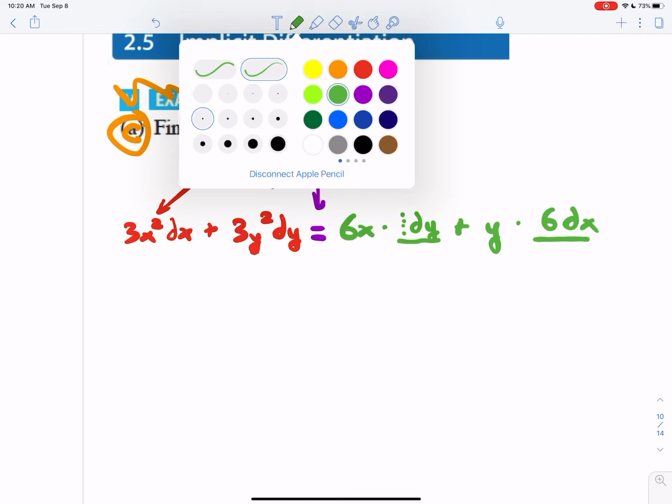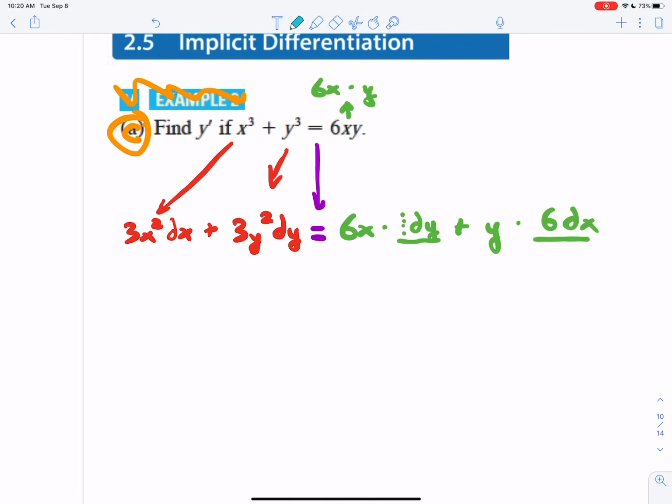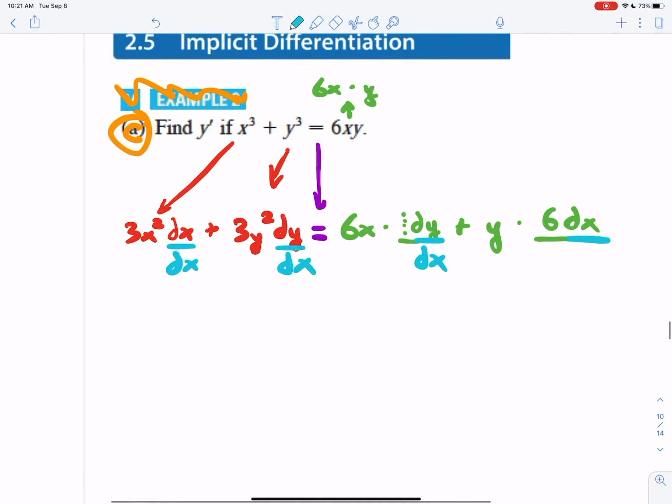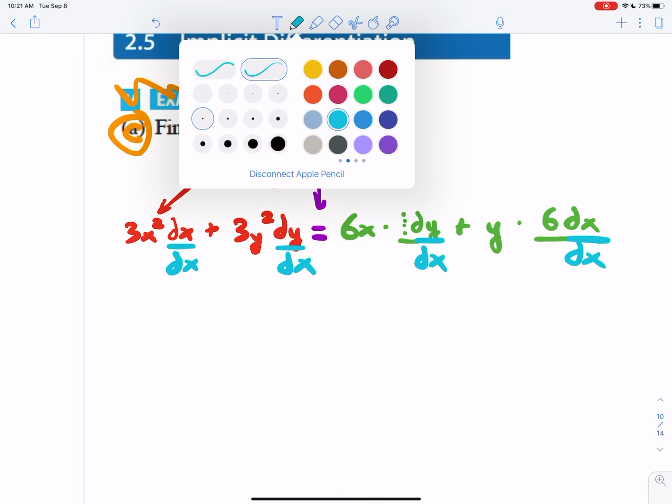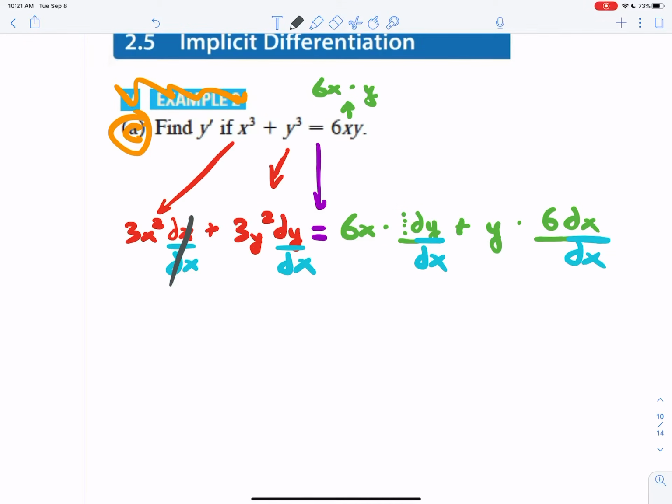What's next? Let's choose a different color. We're going to divide every differential by dx because we want y prime, and y prime is dy/dx right here. But notice how it's also right here. Let me get rid of all these lines so I don't confuse you. So we're dividing everything by dx. Let's clean this up here. dx goes away here and here.